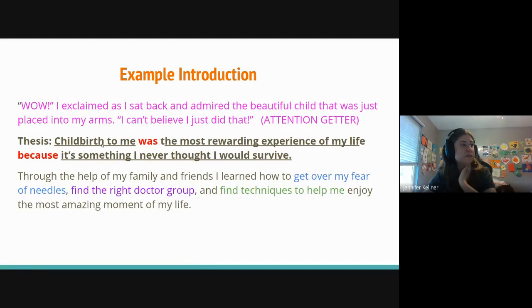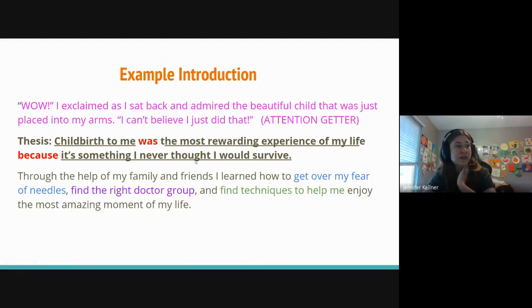And then here's the thesis, right towards the end. Childbirth to me was the most rewarding experience of my life because it's something I never thought I would survive. And then this is what I was talking about, where if you need to do a separate sentence to explain what those three reasons are that you're going to use in the rest of your body, you can. Or I could say, because I learned how to get over my fear of needles, find the right doctor group, and find techniques to help me enjoy the most amazing moment of my life.